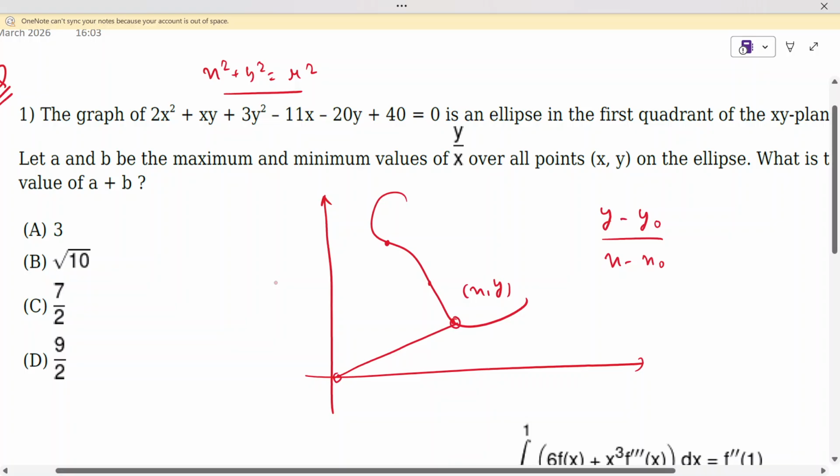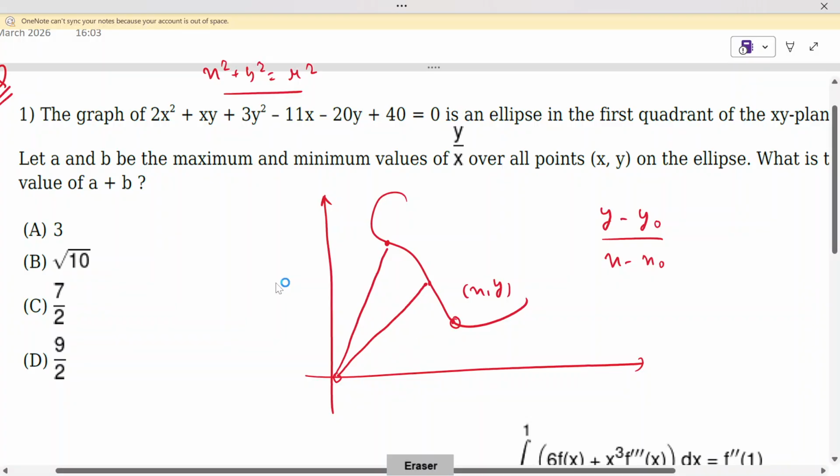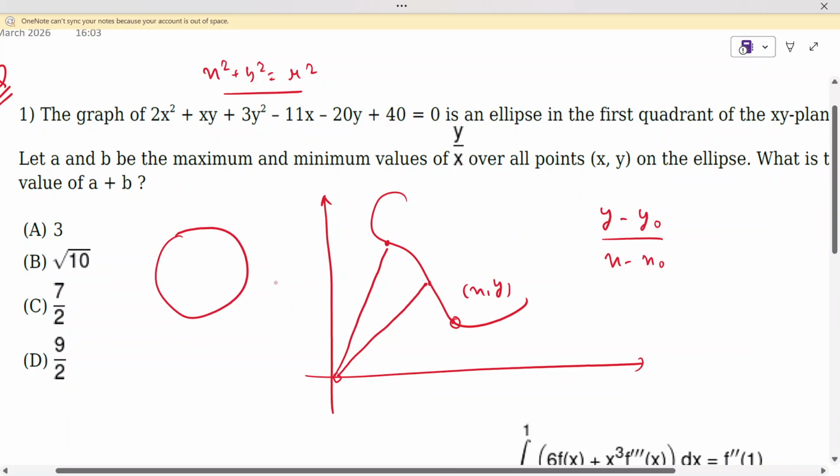So this particular line is varying, but the extreme cases are when this line becomes tangent. In the case of a circle, any particular point will be x comma y. The maximum or minimum of y by x will be at the extreme tangent cases. So this one is the minimum and this one is the maximum. Clear? Okay.